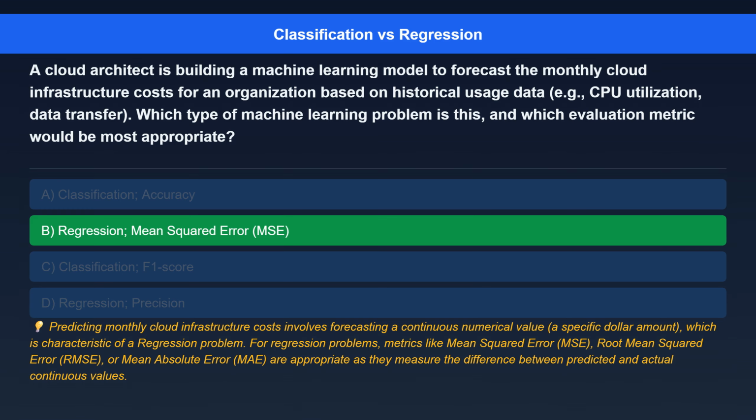The correct answer is regression, mean squared error, MSE. Here's the explanation. Predicting monthly cloud infrastructure costs involves forecasting a continuous numerical value, a specific dollar amount, which is characteristic of a regression problem. For regression problems, metrics like mean squared error, MSE, root mean squared error, RMSE, or mean absolute error, MAE, are appropriate as they measure the difference between predicted and actual continuous values.